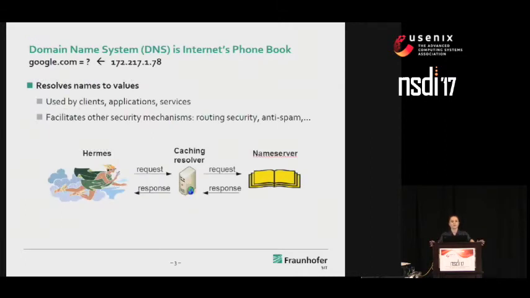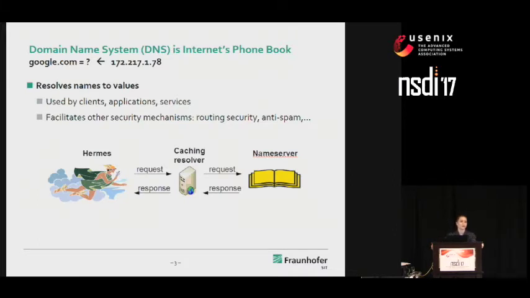Good, so I'm sure you all know DNS, but let me briefly recap. DNS, the domain name system, is one of the basic building blocks of the internet. It translates domain names to IP addresses, or names to values, and is used by a variety of applications and systems as well as users. In DNS, you have a client, who is, in this example, Hermes.